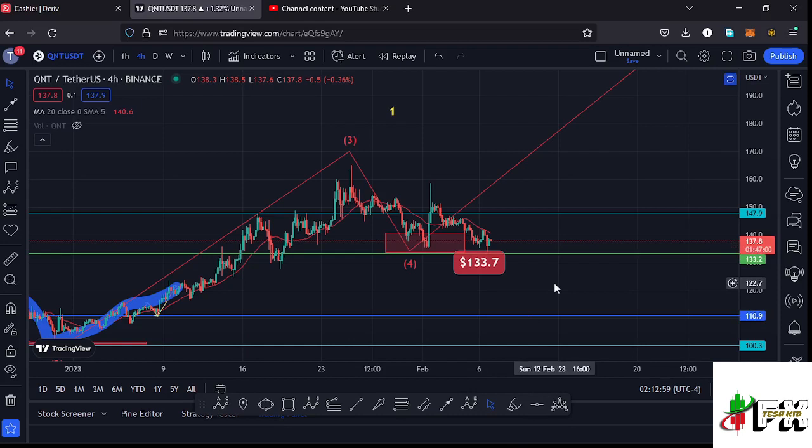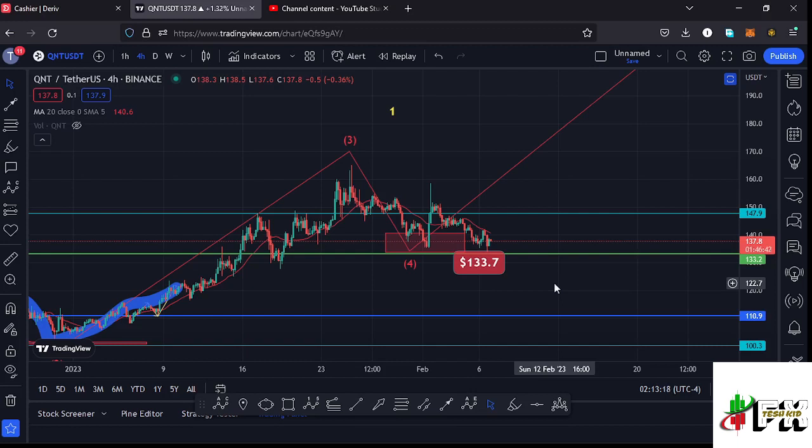Welcome back to TechKidFX for another Quant price prediction update, and in this video I'll be giving you the latest developments that have been happening here on the Quant chart, which has lost a key area of support at around the $147.9 mark and is still holding above a key area of support at around the $133.2 mark.